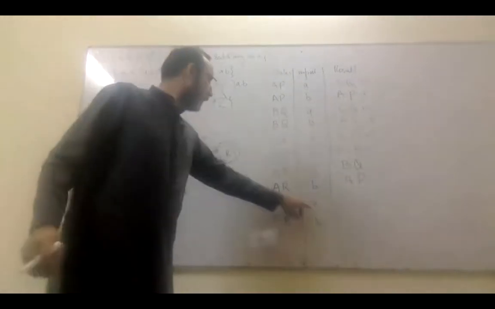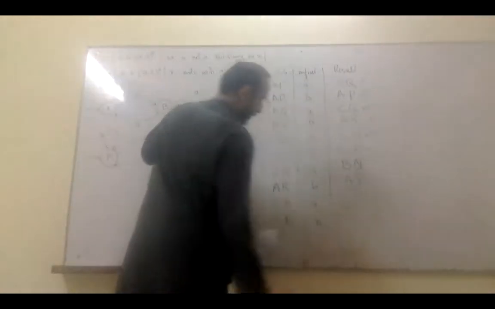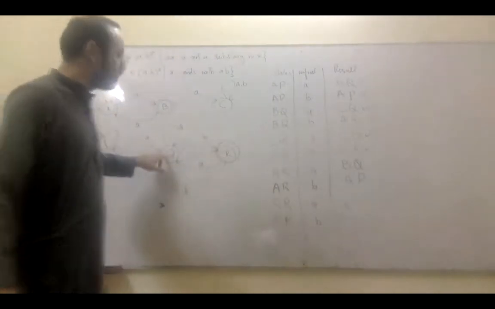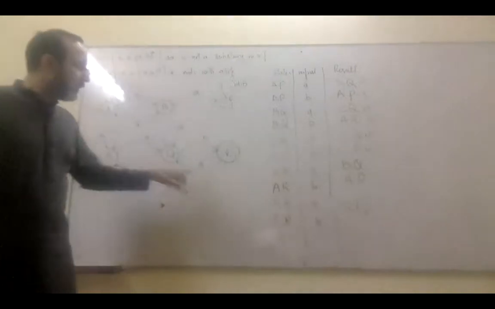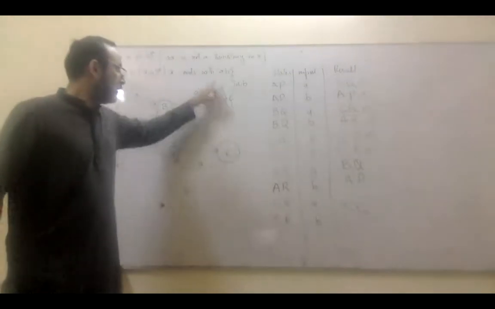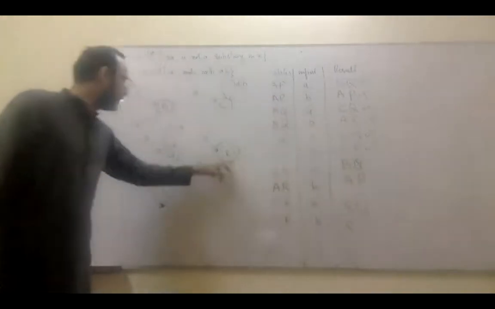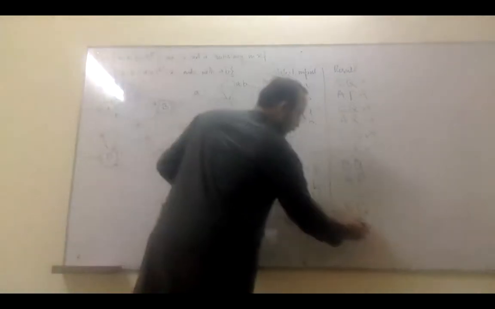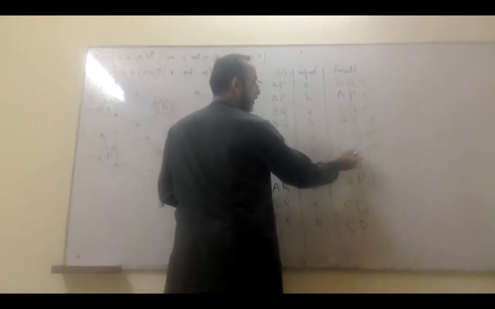Now this C with A, I am reaching at C. R with A, this is R, and with A I am reaching at Q. So I have to write Q. C with B, I am reaching at C. R with B, this is R and B, I am reaching at P. So I have to write P here. So this CR is finished now.